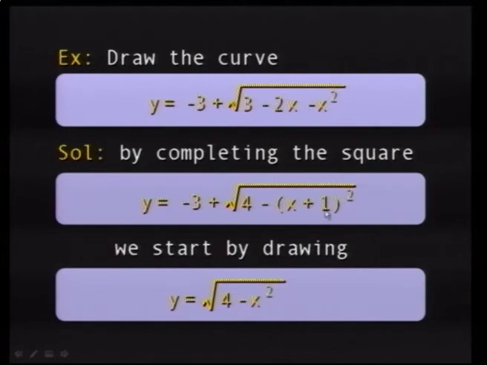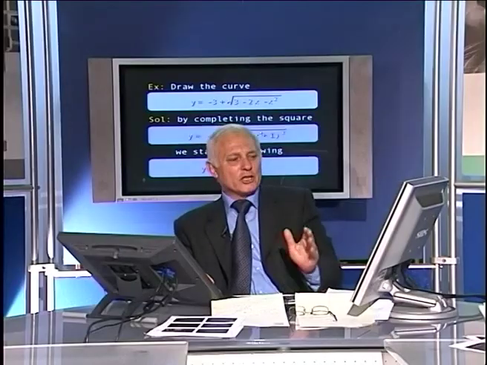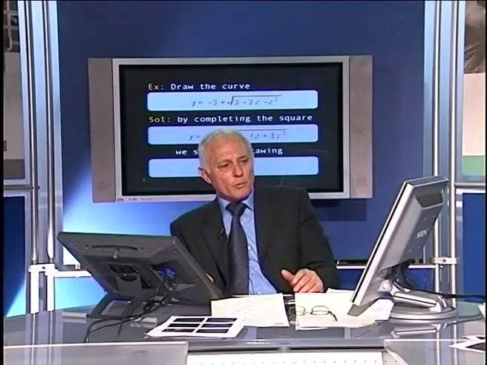So what should you add to obtain 3? You add 4. So when you expand 4 minus x plus 1 squared, in fact, you obtain 3 minus 2x minus x squared. And this you can do on any quadratic function, irrespective of the coefficients. You can always complete the square.